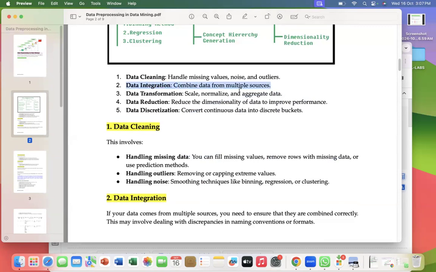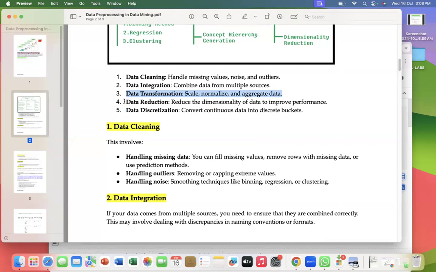Data integration: I told you that if you are taking values from different sources, from multiple sources, then we have to combine those data, right? That is known as data integration. Then data transformation means these three very important processes: scaling, normalization, and aggregation. Please remember, scaling, normalization, and aggregation are very important data transformation processes.